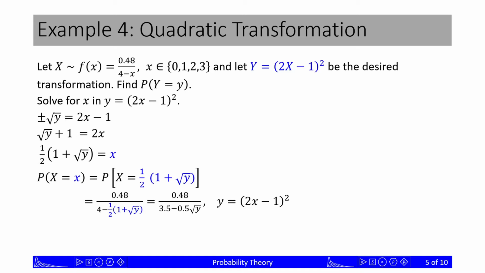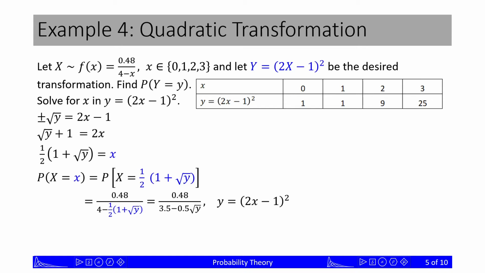Now we replace all lowercase x's in the PMF of random variable x with the quantity 1/2 times 1 plus square root of y. Next, we use a table to find the allowable values of y. Now we simplify the PMF and add the space of random variable y.